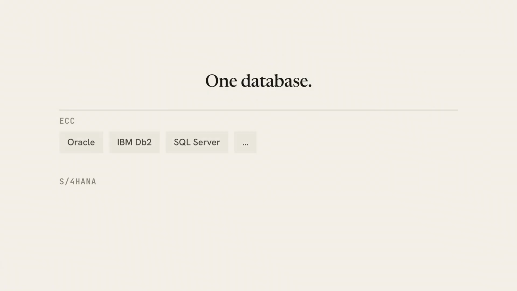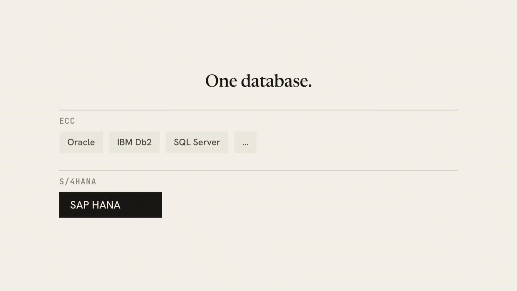Okay, number 1. Let's start at the foundation, the database, because every other change grows out of this one. ECC never cared which database you ran it on. Oracle, IBM, Microsoft, your choice. S/4HANA runs on exactly one database, SAP's own. It's called HANA. No Oracle option, no Microsoft option. One database made by SAP, non-negotiable.